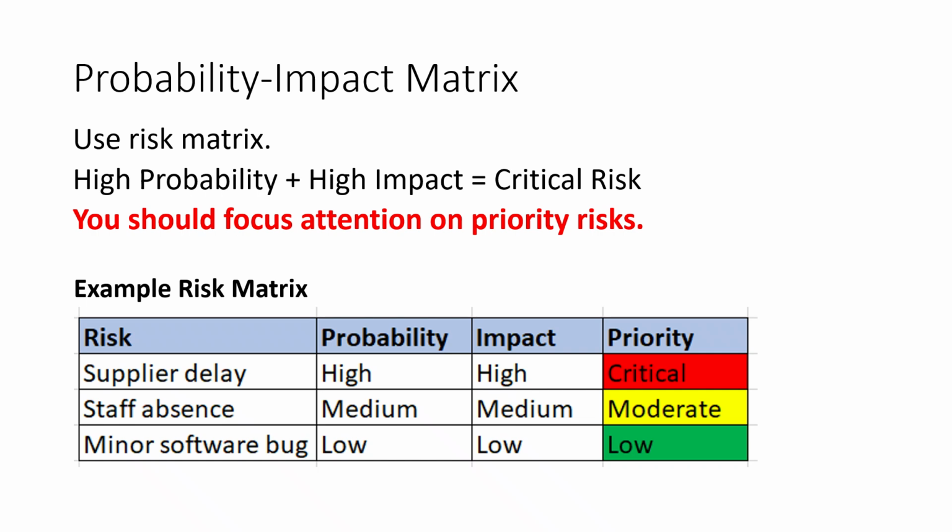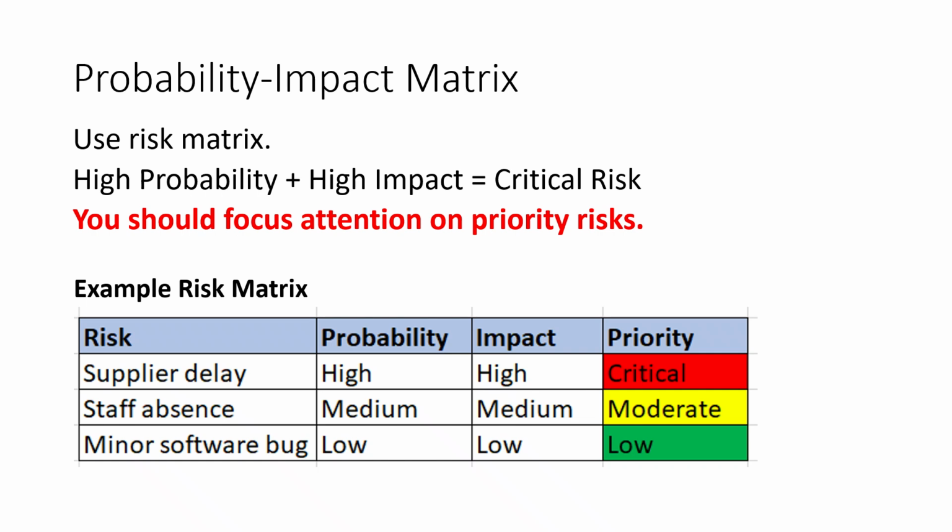When a risk has high probability and high impact, it becomes a critical risk. These are the risks that need the most attention because they have both a strong chance of occurring and serious consequences for the project. That is why the slide highlights an important point: focus attention on priority risks. In practice, project teams do not have unlimited time and resources, so attention should be given first to the risks that pose the greatest threats.